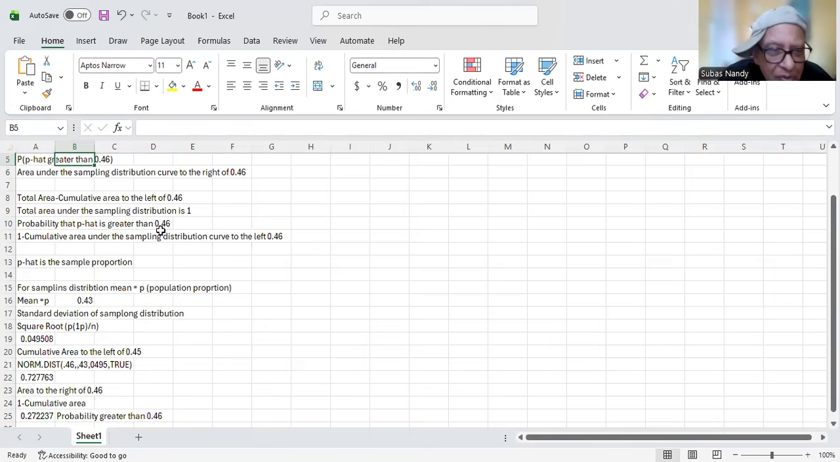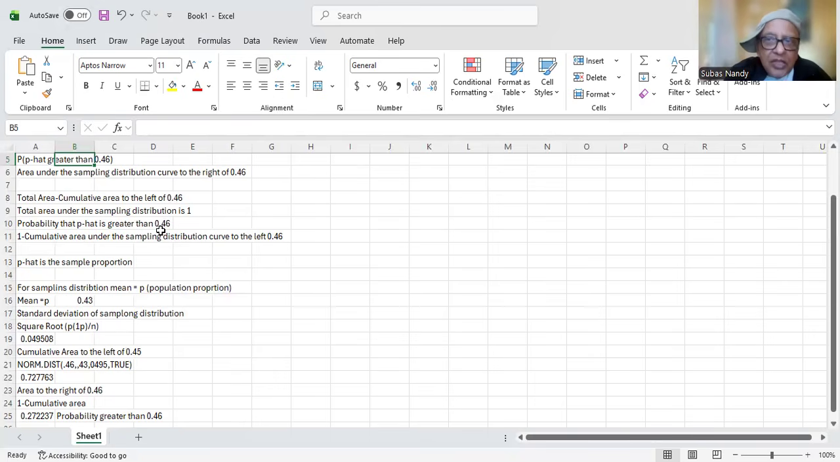P hat is a sample proportion. For the sampling distribution, the mean is P, the population proportion, which is 0.43. And the standard deviation is the formula square root of P times 1 minus P divided by N. We calculate the standard deviation, which is the square root of this formula, and it works out to 0.0495.